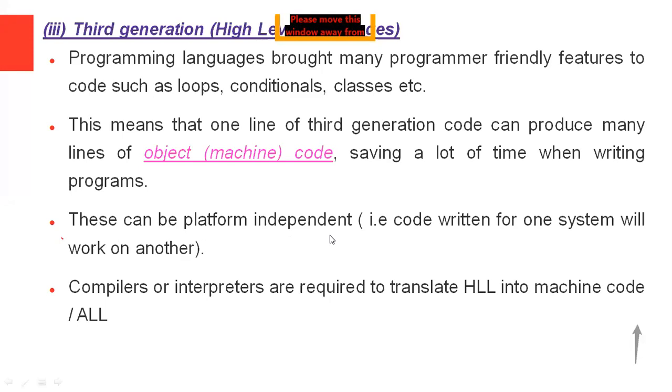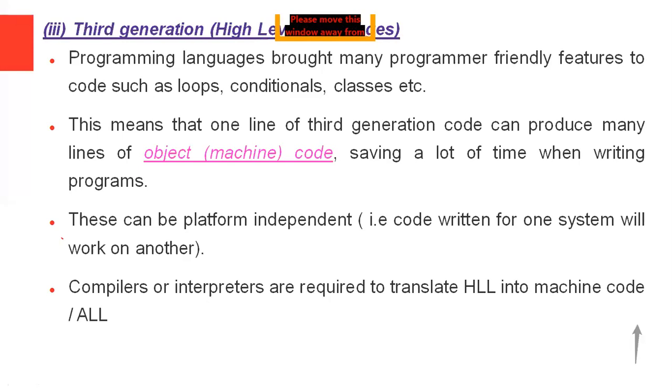So first generation and second generation languages are platform dependent. So that is code written for one system will not work on another. So that is the platform independent. So that is the third generation languages. And here the compilers or interpreters are required to translate high level language into machine code. Okay na? So కంపైలర్స్ కానీ ఇంటర్ప్రిటర్స్ కానీ యూజ్ చేసి హై లెవెల్ లాంగ్వేజ్ ని మెషిన్ కోడ్ గా కన్వర్ట్ చేస్తామని చెప్తారు. ఓకేనా? సో దట్ ఈస్ ద compilers or interpreters.